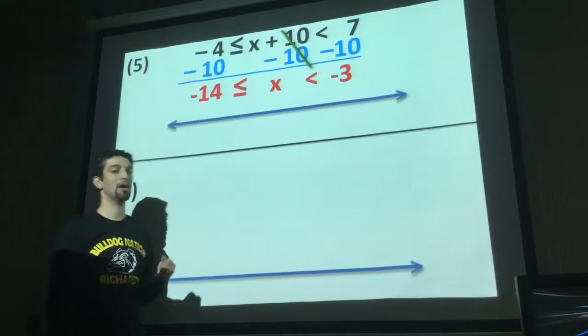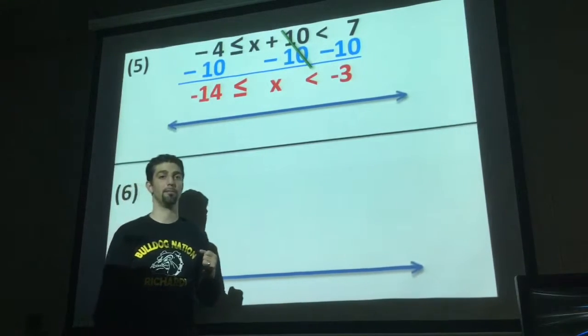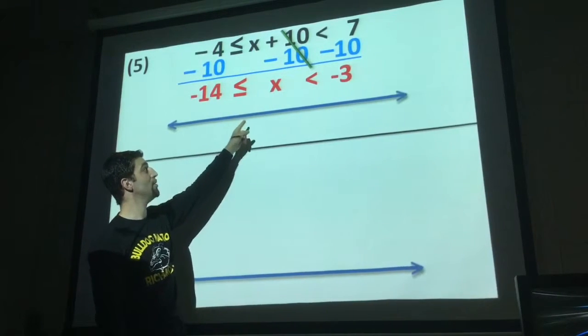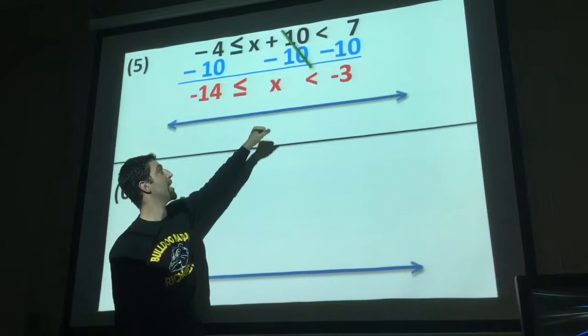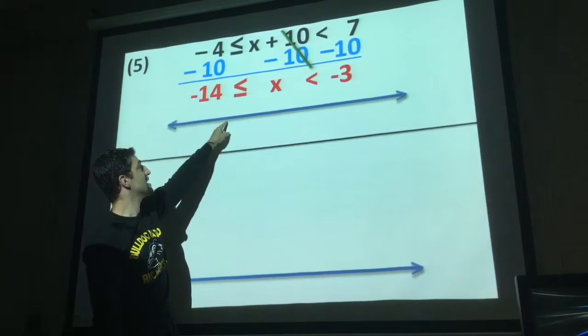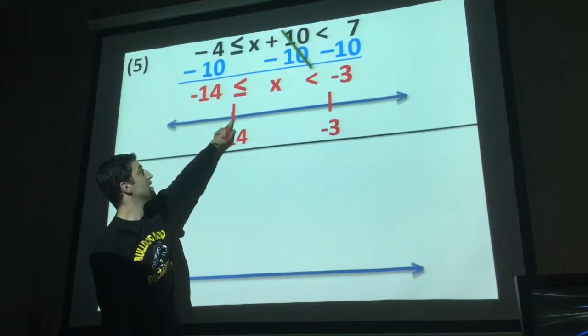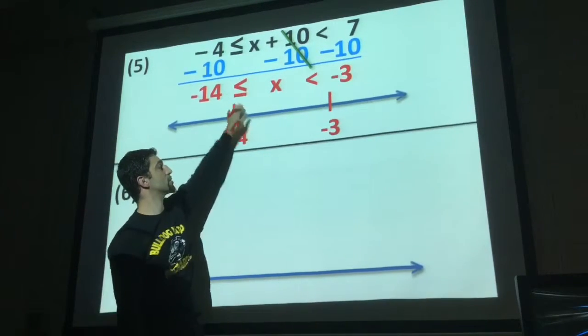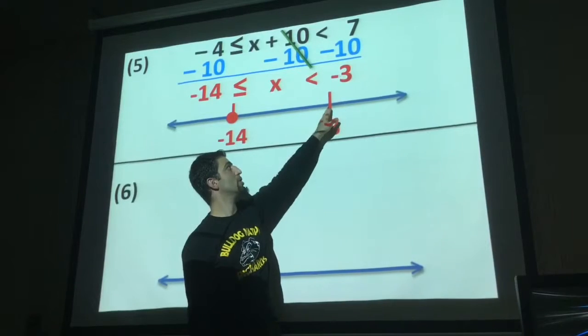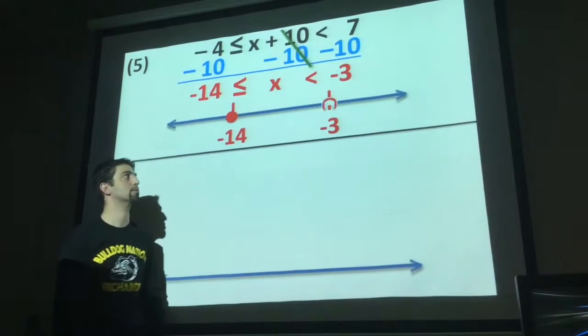So this right here is the answer to the AND problem. And what we need to do now is graph it. So we have the -14, and we have the -3. This one's going to be a closed circle because there's an or equal to bar. This one's going to be an open circle because of the no or equal to bar.